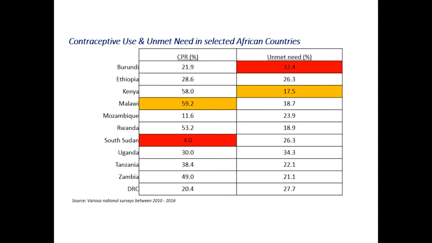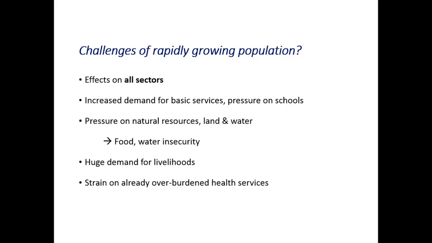The presenter earlier talked about unmet need and CPR, but I just wanted to show variation within some of the African countries. If you look at this list of countries, you have contraceptive prevalence in a country like Malawi as high as almost 60%, but in South Sudan as low as just 4%. And when it comes to unmet need for modern family planning, you also have a huge variation. You can see 32% in Burundi, for instance, compared to 17% in Kenya.